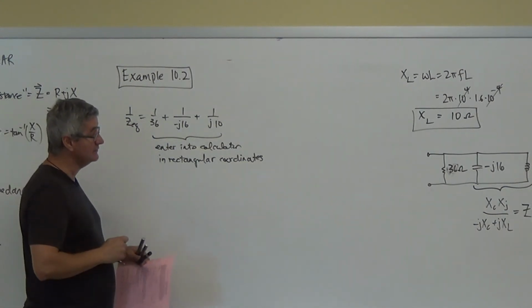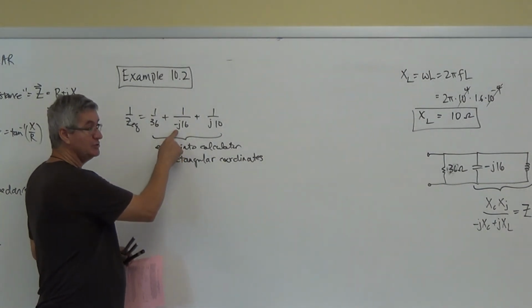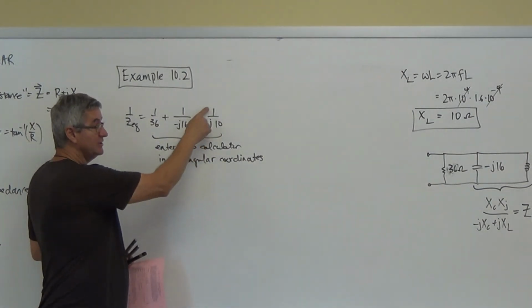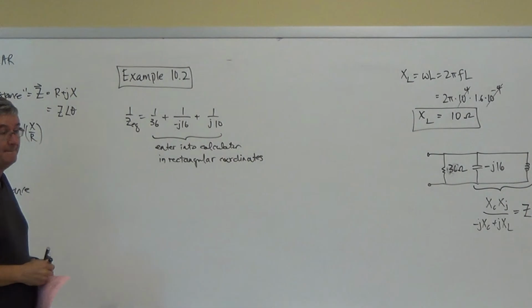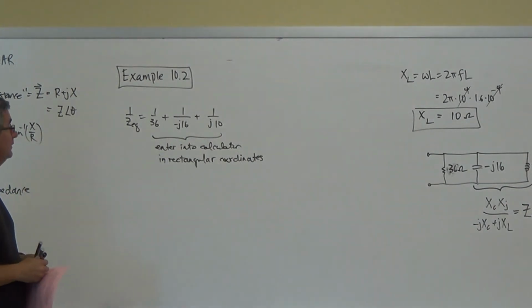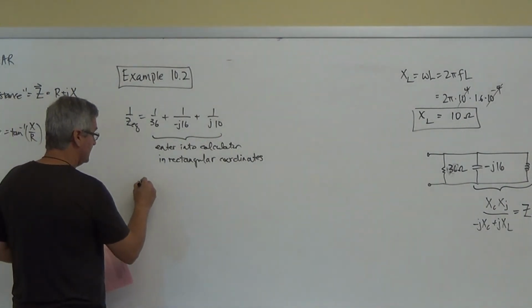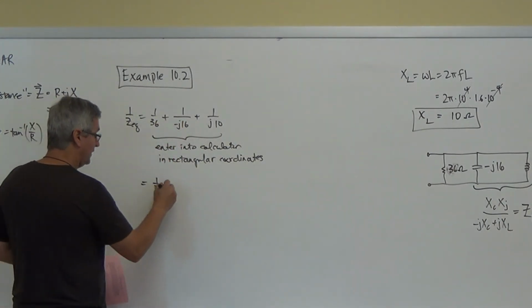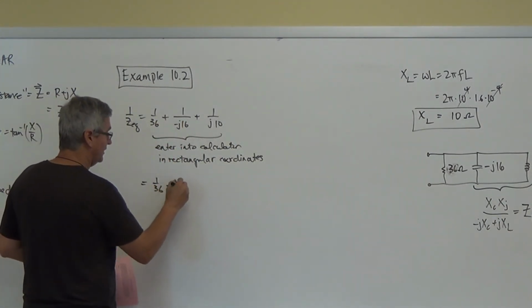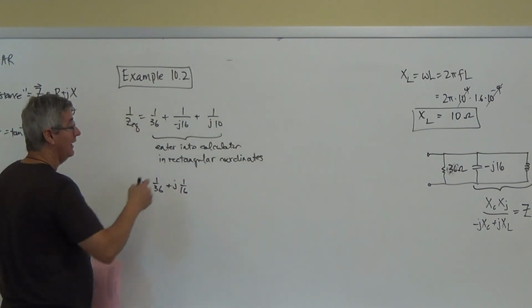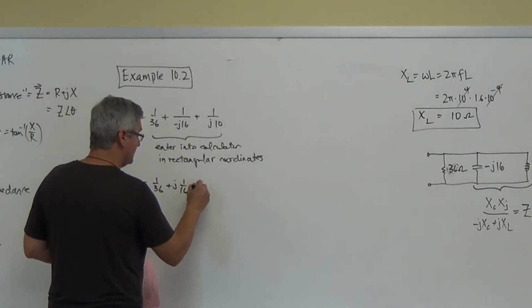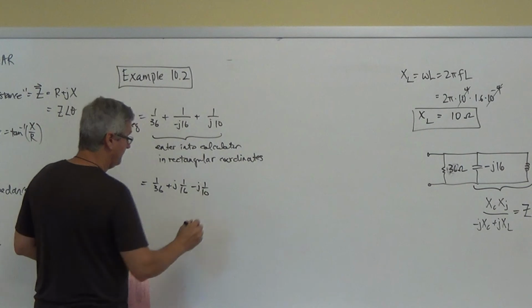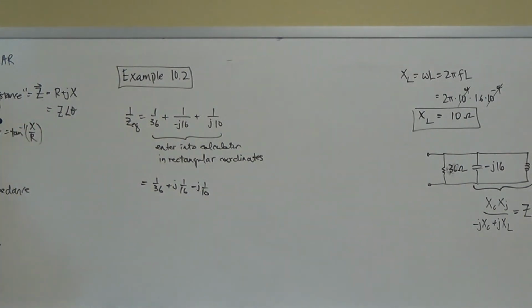Well, let's just keep thinking. Remember, no j's in the bottom, so I'm going to take these j's up to the top. Okay? What's this in polar form? In polar form here, I then get 1 over 36. The j comes up, so it becomes positive j of 1 over 16. And this guy, when it comes up, is minus j of 1 over 10. Put it into polar form.